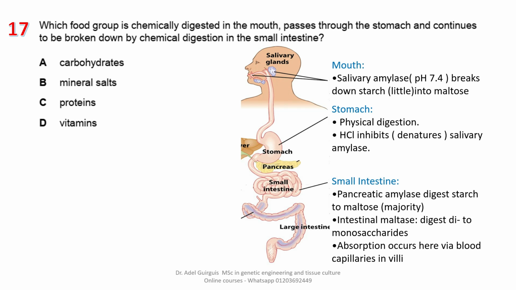In the small intestine, another amylase is produced from the pancreas, called pancreatic amylase. It digests the remaining part of starch to maltose like in the mouth, but in a major amount. Also, intestinal maltase enzyme digests maltose into monosaccharides, I mean glucose and glucose, 2 glucose units. Okay, then absorption occurs in the small intestine for all monosaccharides. So the answer is A. The answer is A.